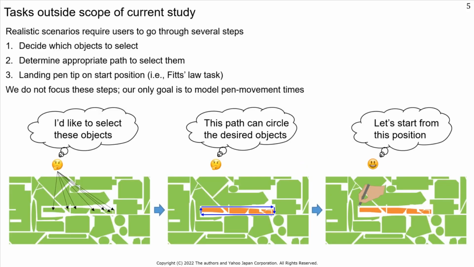In realistic scenarios, users have to go through several steps, such as deciding which objects to select, determining a path to select them, and pointing to the start position. As we aim to model the time required for the main lassoing operations, the time needed for these steps are out of scope for the current study. Therefore, in our experiments, the desired objects are highlighted in orange, the movement direction is fixed, and the start position is given.